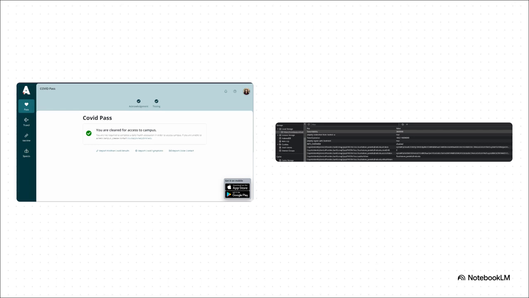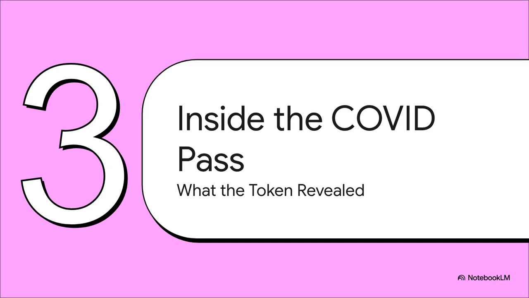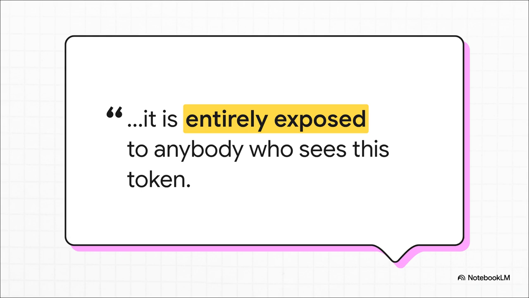Think of local storage as a simple, unlocked filing cabinet that the browser uses. The passport was just left out in the open for anyone to find. So, this begs the question, what exactly was written on this passport that was left out for all to see? Let's take a look inside the COVID pass. So, what's the big deal? Well, the information inside that token was only base64 encoded, which, that's not real encryption. It's more like a substitution cipher a kid would use.